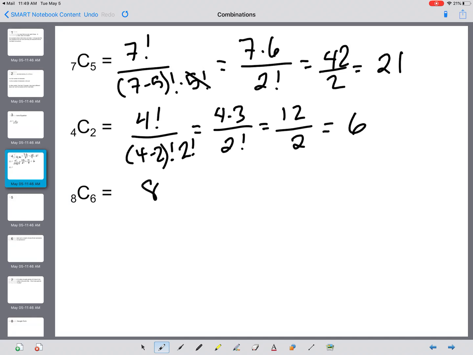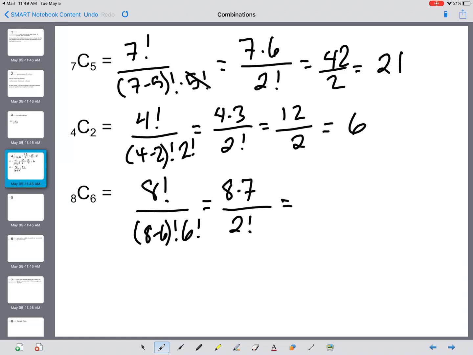Last one here, I've got 8 factorial over 8 minus 6 factorial times 6 factorial. Again, that 6 factorial cancels out, so I'm left with 8 times 7 on the top. On the bottom, I'm left with 2 factorial. I get 56 over 2, which is 28.